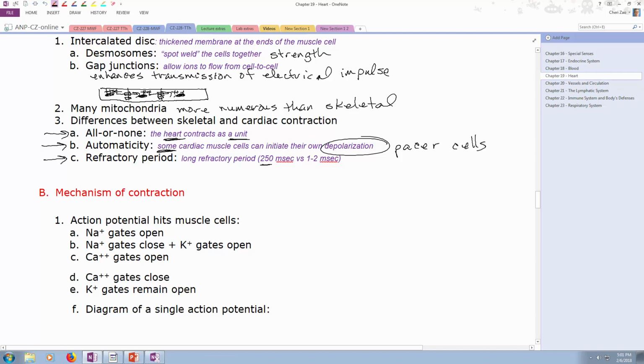So 250 versus 1 or 2 milliseconds. 250 is for cardiac and 1 to 2 milliseconds for skeletal muscle. This is important because we don't want the heart muscle to go into tetany. So this prevents tetany. And also provides proper filling of the heart.